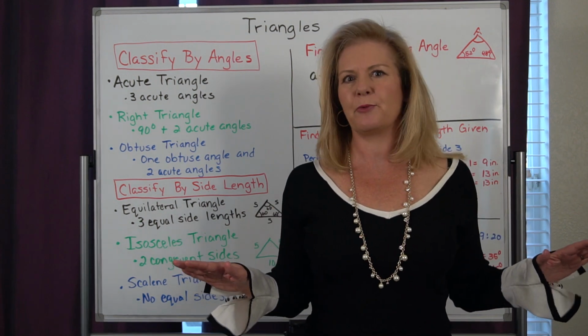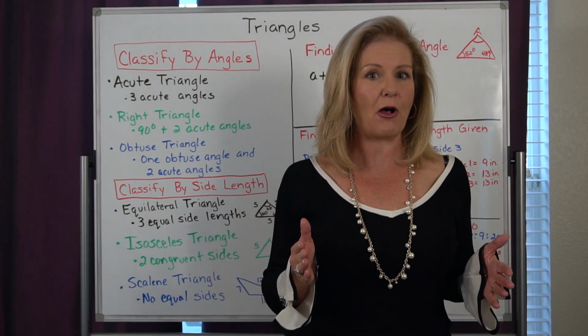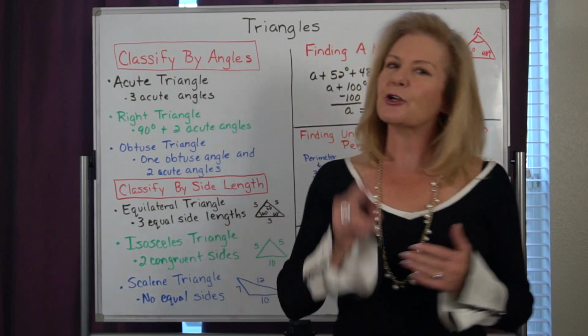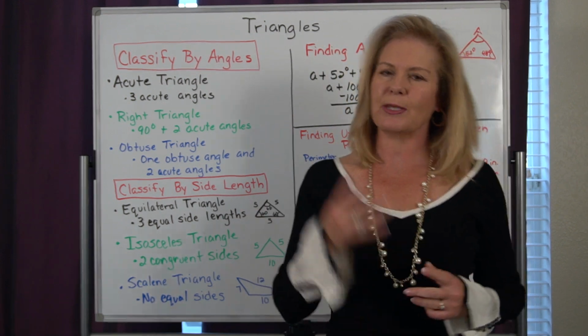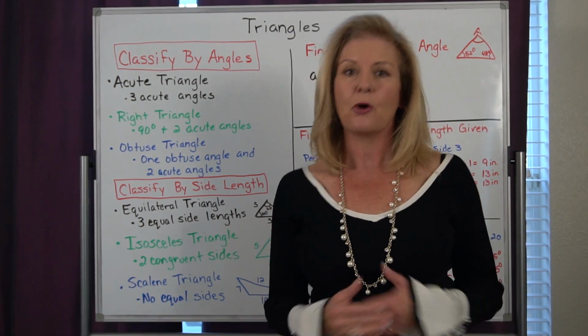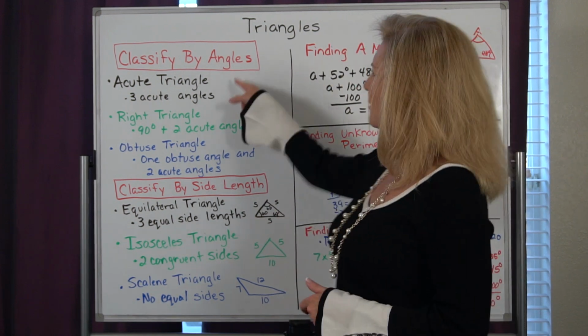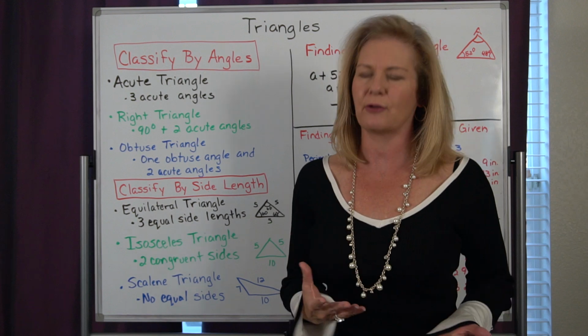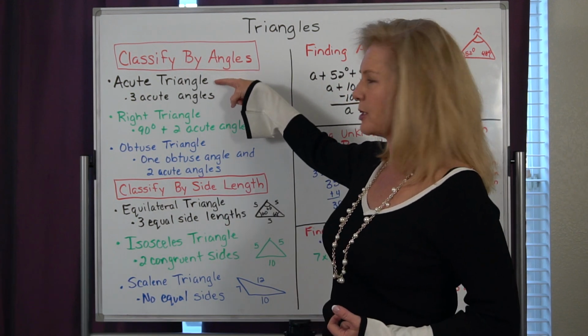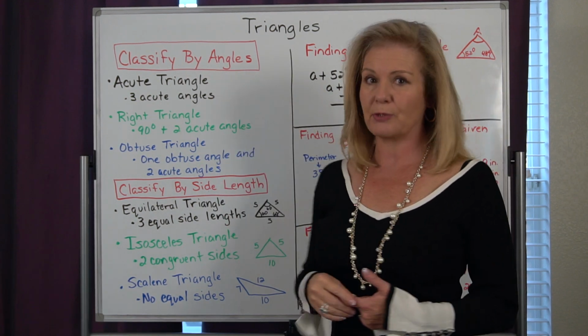Today we are working with triangles, and we're going to look at all types of triangles. So there are two ways we can classify triangles. We can classify them by their angles, or we can classify them by their side lengths. Let's start with our angles. If we're going to classify triangles by angles, we can use acute, right, or obtuse.